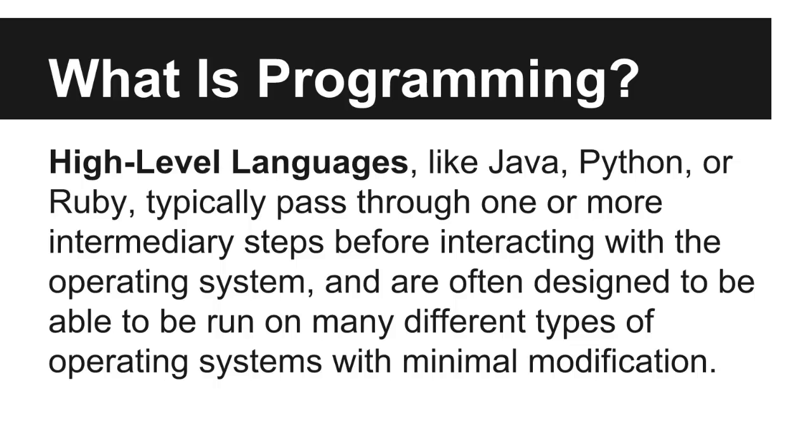High-level languages, and that's what we're using in this class, would be a language like Java or Python or Ruby. Typically, high-level languages pass through one or more intermediary steps before interacting with the operating system at all, and are usually designed to be able to be run on as many different types of operating systems as possible with minimal modifications. Some high-level languages, like Java or Scala, are compiled, much in the way that most low-level programming languages are. Others, like Python and Ruby, go through an interpreter, so you never compile it directly, but it still has a thing that lets it run.